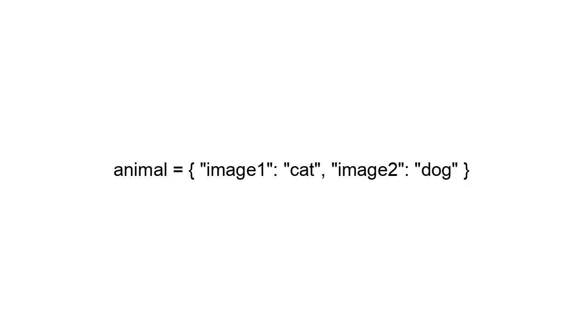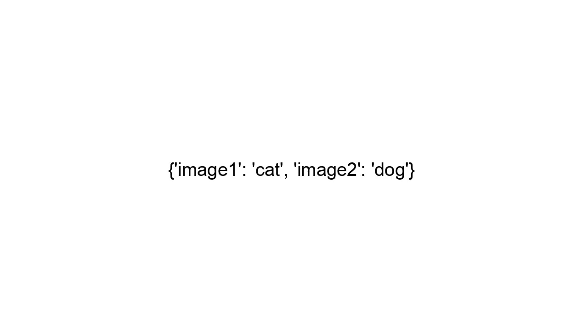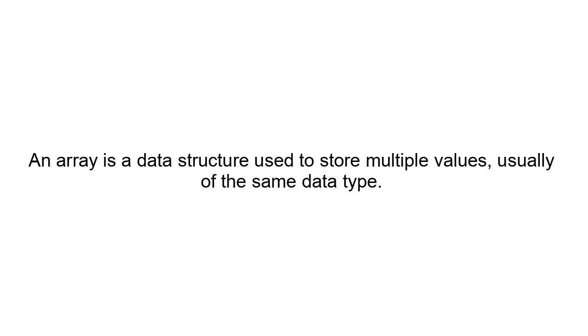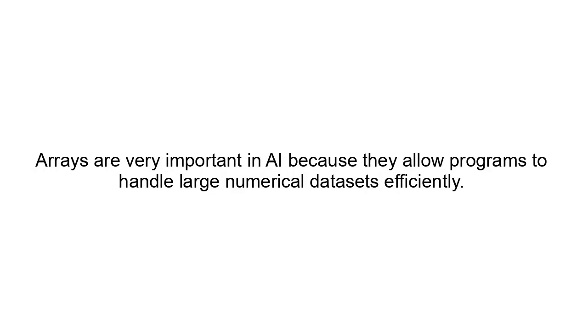Dictionaries in AI. Dictionaries are often used to store labeled data. Example. animal = {"image1.jpg": "cat", "image2.jpg": "dog"}. print(animal). Output: {"image1.jpg": "cat", "image2.jpg": "dog"}. This structure can help AI systems store labels for datasets.